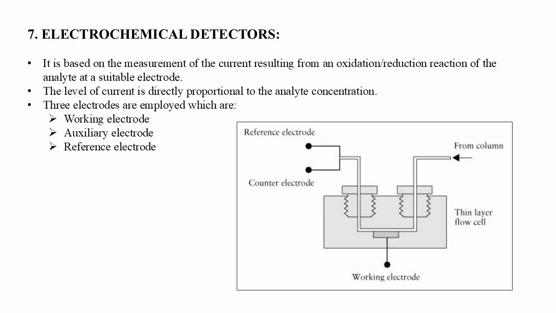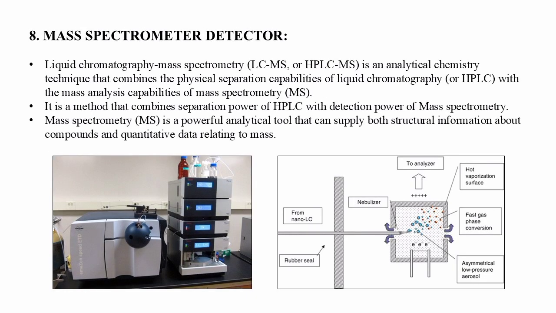A potentiostat is used to control the voltage at the auxiliary electrode in order to maintain the constant potential difference between the solution and the working electrode. Sensitivity is high and low detection limits can be achieved using this detector. The last one is the mass spectrometer detector.